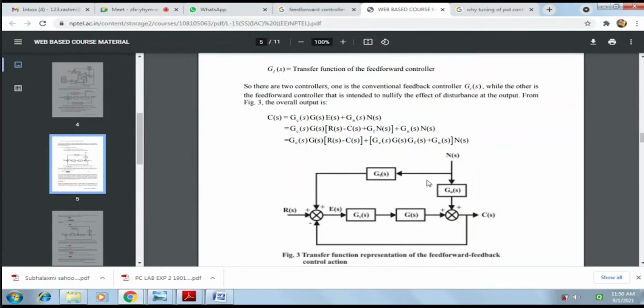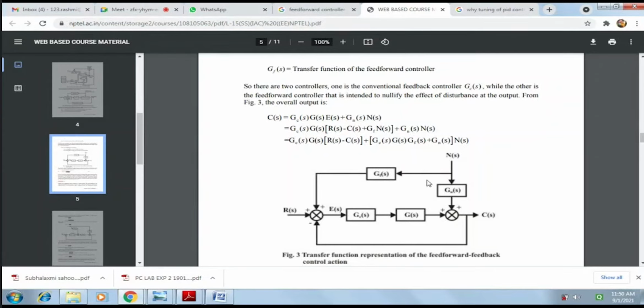Then after simplification, we have to take the coefficient of N(s) to be 0. If this part is 0, then what will happen? This will become GC(s) into G(s) into GF(s) plus GN(s), because if we take this one, this will become equal to 0. If we simplify this, by putting this equal to 0, we have to find the equation as GF(s) equal to minus GN(s) by GC(s) into G(s).